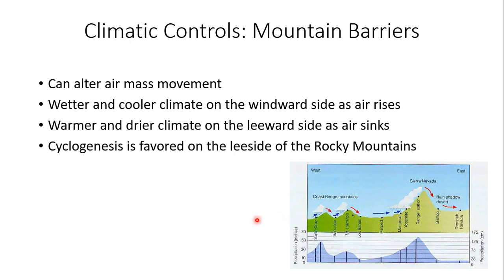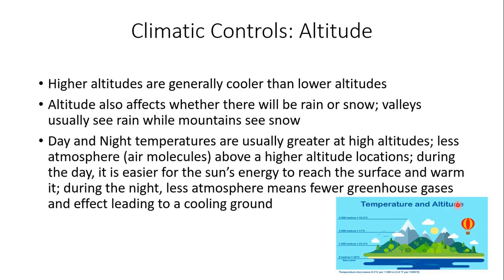And one other big note, as far as climate goes: cyclogenesis is favored on the lee side of the Rocky Mountains as an example. Sometimes these lows can spin up on the east side of the mountainous areas and then track basically to the northeast from there and can lead to a lot of heavy precipitation at times, especially during the wintertime. The next climatic control we'll talk about is altitude.